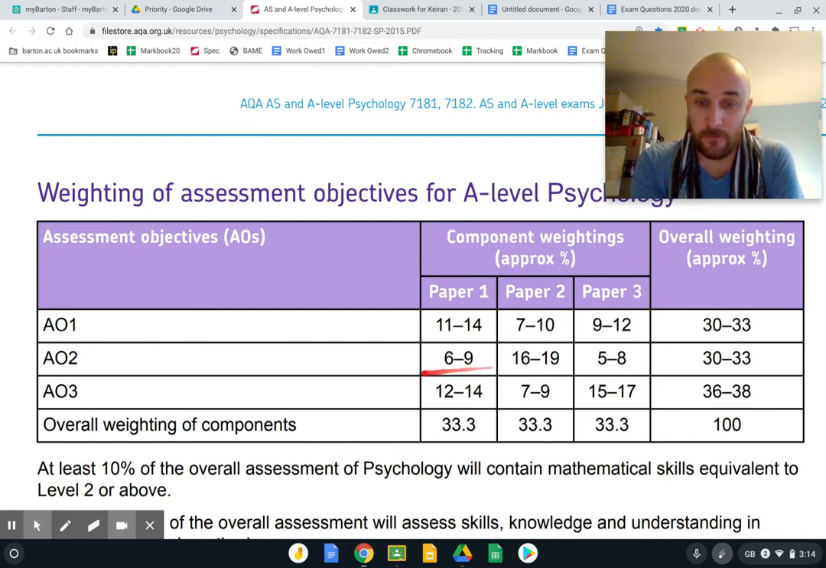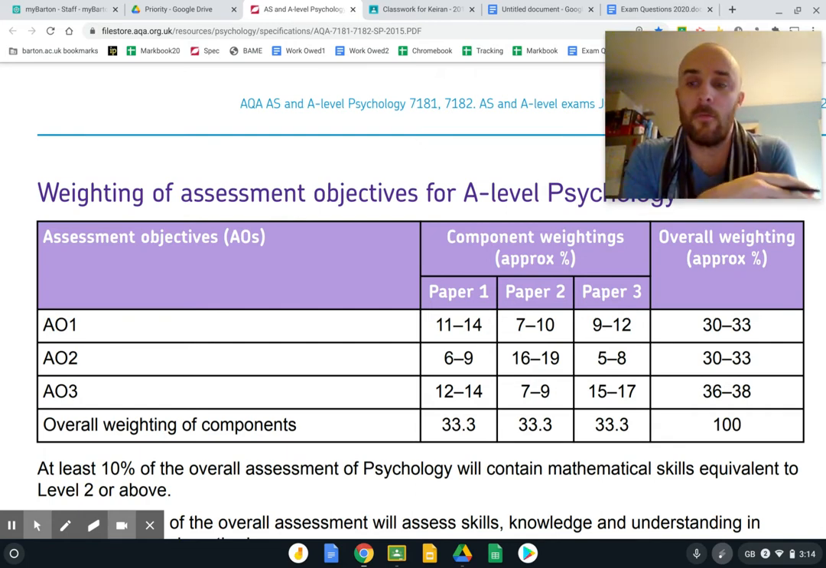AO2 in paper 1 is 5 to 8%, but up to almost 20% of your entire grade is based solely off AO2 in paper 2. And it's why most people do poorly on paper 2 compared to paper 1 and paper 3, where they do okay. People do poorly in paper 2 because they underestimate, two reasons. They underestimate research methods, and they underestimate how much application and contextualization you have to do.